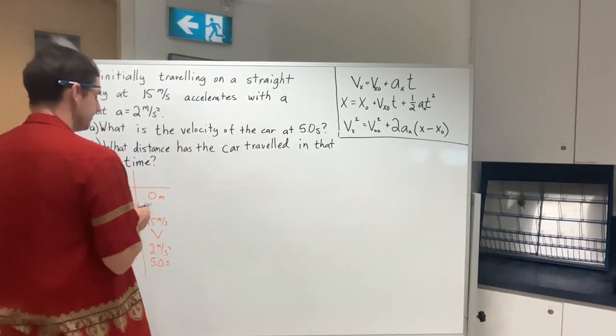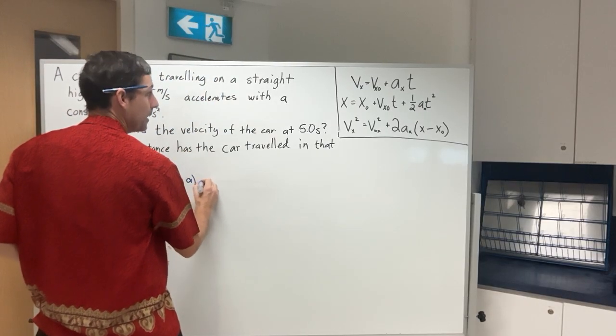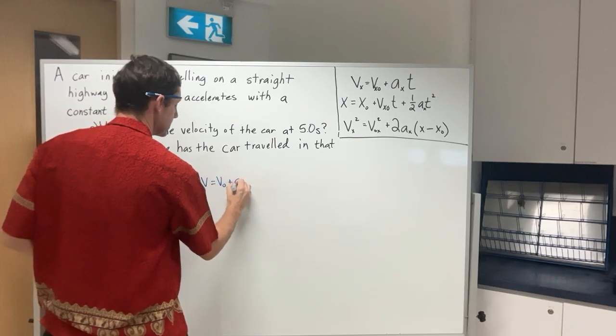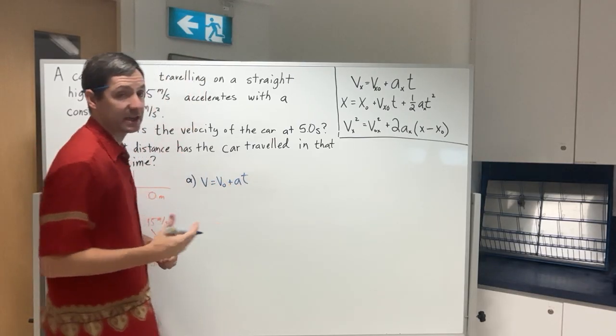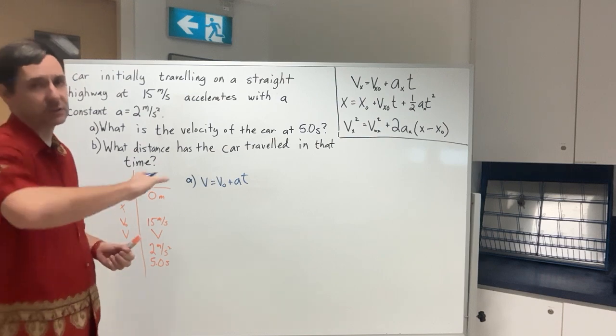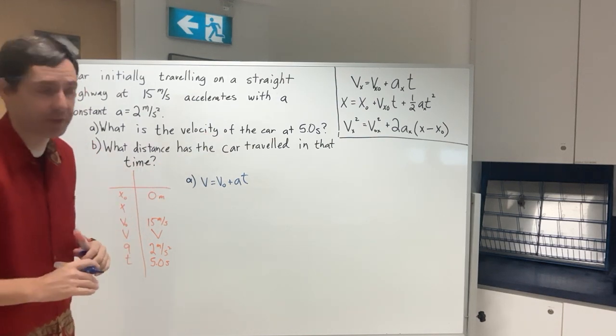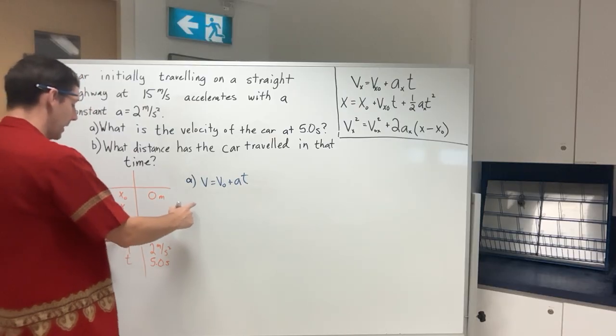So I'm going to rewrite it for part A. I'm going to go V equals V naught plus AT. And you'll notice I didn't include the X's. I know this is a horizontal straight line, so I don't need to indicate that. I don't have any two-dimensional things going on. Okay, I can go ahead.